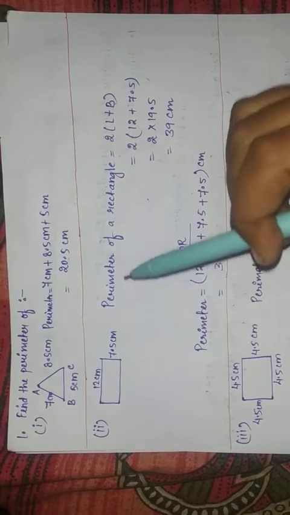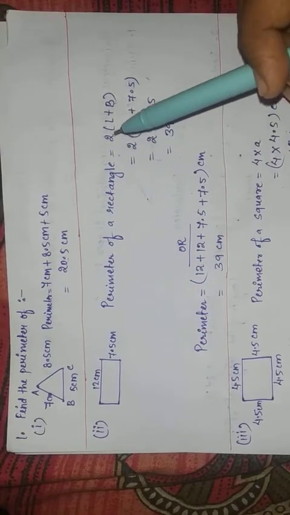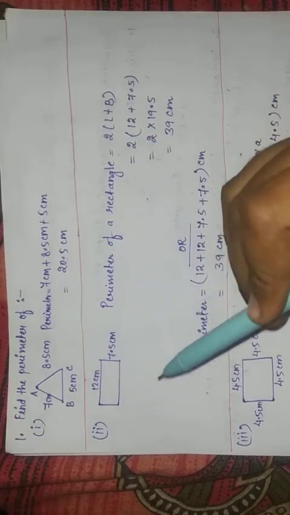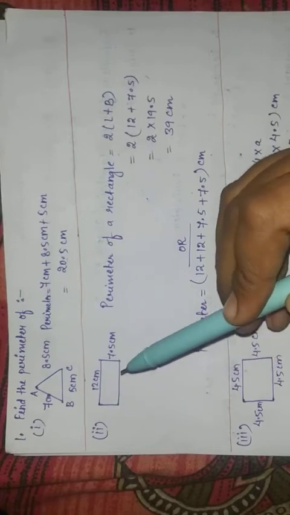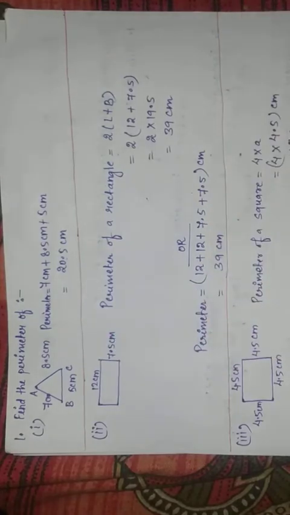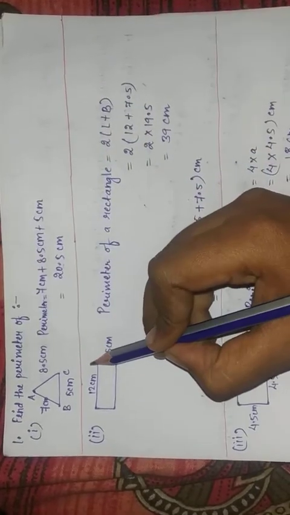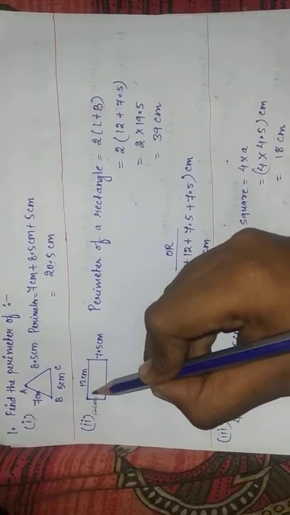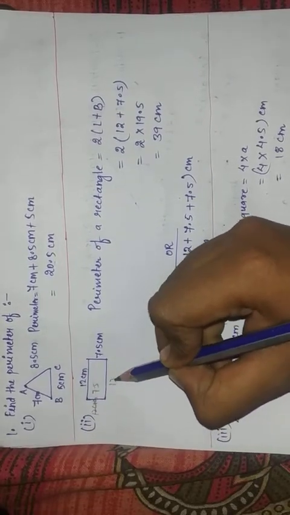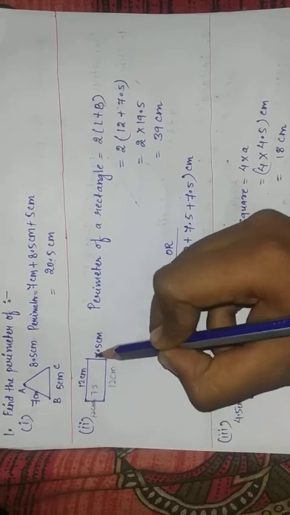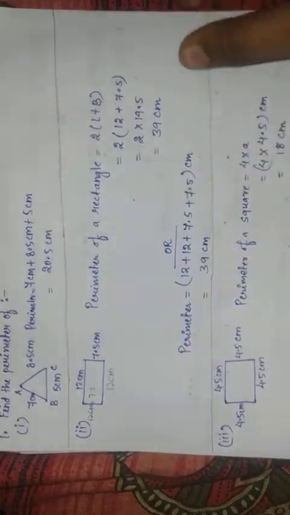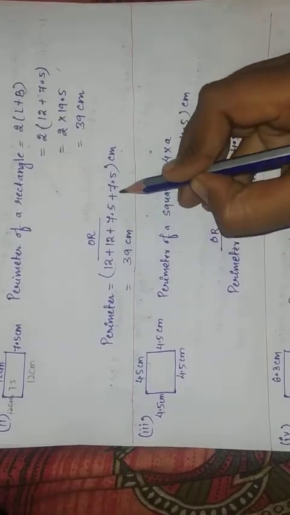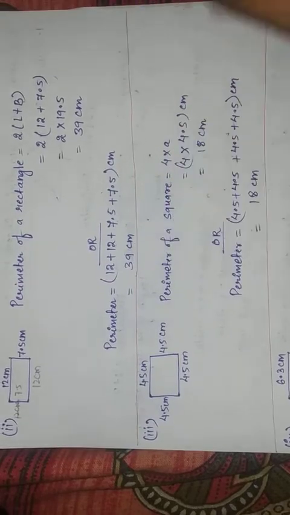Then the perimeter of a rectangle. The perimeter of a rectangle is 2 into L plus B, or alternatively you can do the sum of the sides. That means 12 plus 7.5 plus 12 plus 7.5. That means if this is 12, so this is also 12. And if this is 7.5. If this is 12, this will also be 12, because the opposite sides of a rectangle are equal. Therefore, perimeter will also be equal to 12 plus 12 plus 7.5 plus 7.5. That means it is equal to 39 centimeter.